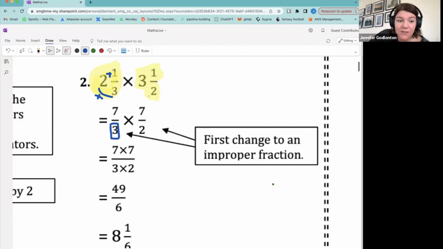So it's the same process over here. We're going to say 2 times 3, which gives us 6, and 6 plus 1, which gives us 7. And then we would have 7 over 2. So whenever we're doing multiplication of fractions, the first thing we want to do is turn them into improper fractions. That is our first goal.